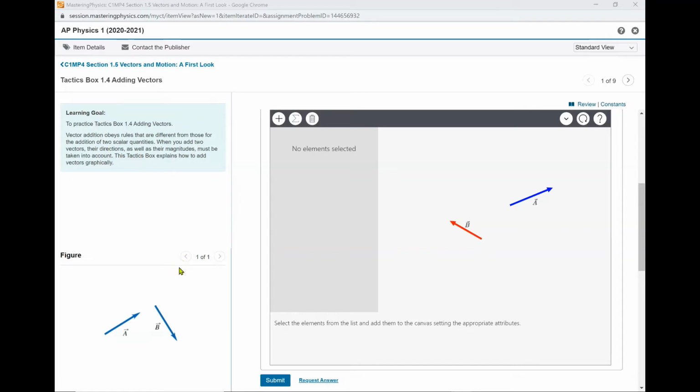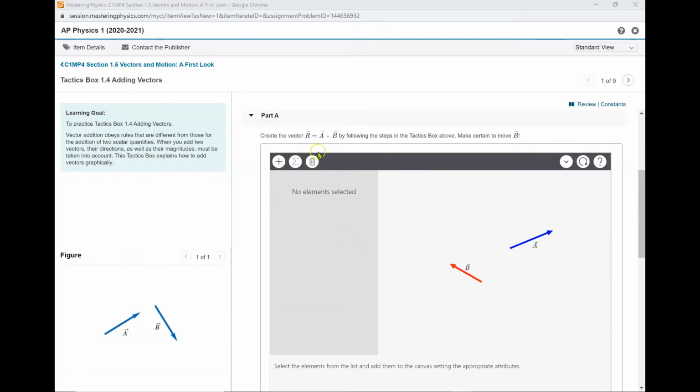Problem 1, Tactics Box 1.4, adding vectors. We're going to use the tip-to-tail method to add vector B to vector A, to get A plus B. So here we go, we're going to use the tip-to-tail method.